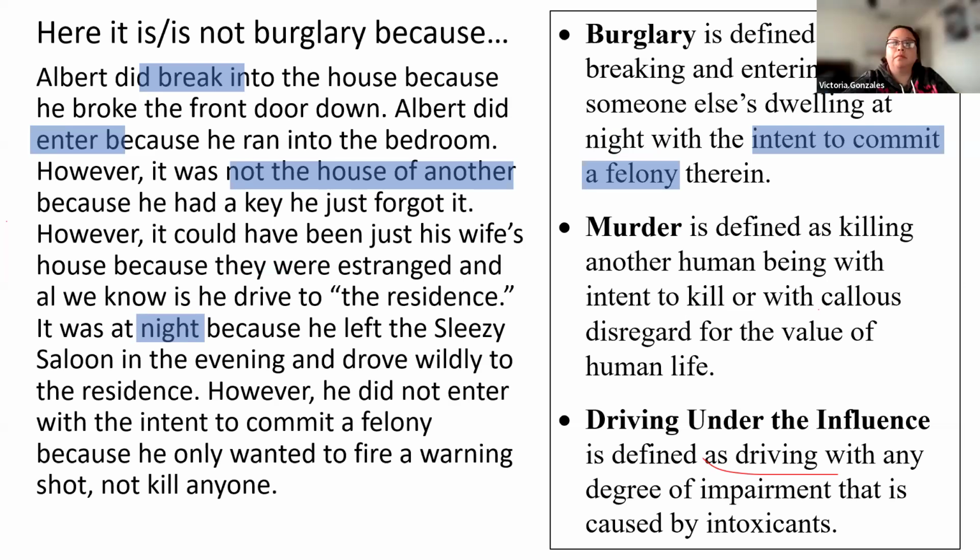Okay. It was at night, because that's our next element. He broke in, he entered, and the house of another, maybe, maybe not. And it was at night because he left the Sleazy Saloon in the evening and drove wildly to the residence. So we know he left. He was there all evening. He left in the evening. He immediately left. We know he didn't wait till 6 o'clock in the morning.